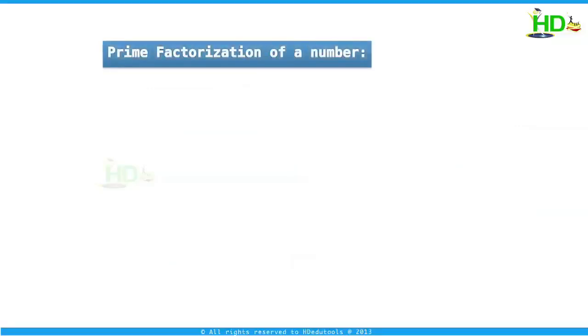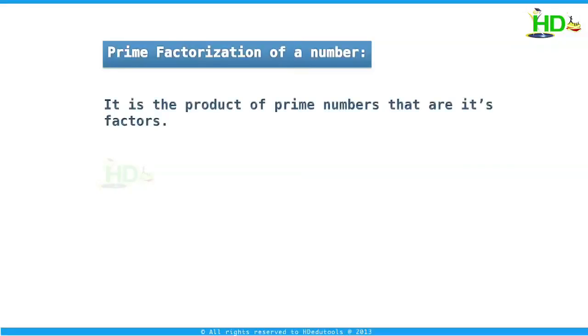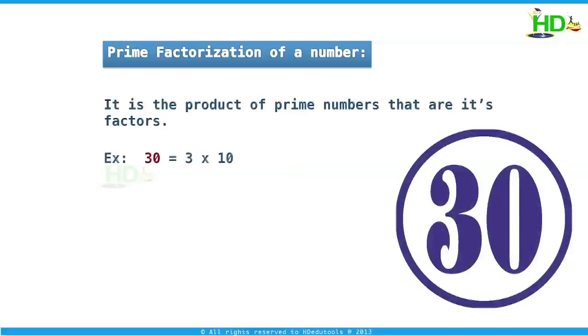Prime factorization of a number. Prime factorization means it is the product of prime factors of the given number. For example, if we consider a number 30, now we can write this 30 as 3 into 10. Here 3 is a prime factor and 10 is not a prime number. And we can write it as 2 into 5. Now again we can write this as 2 into 3 into 5. Now here 2, 3 and 5 are prime numbers, or these are the prime factors of 30.